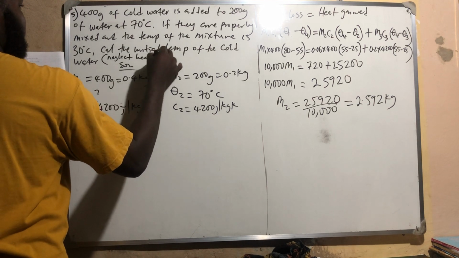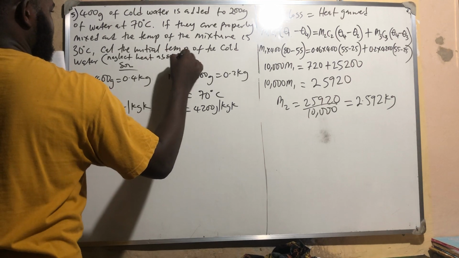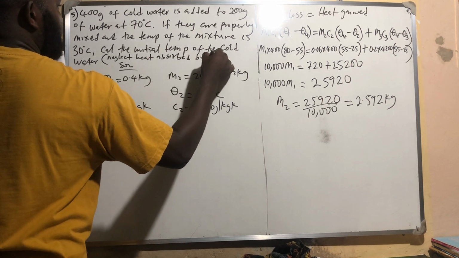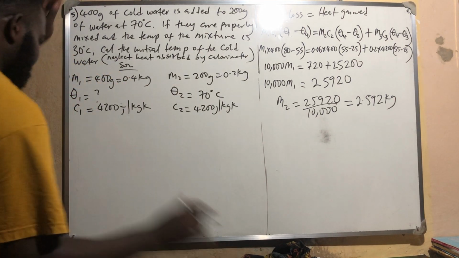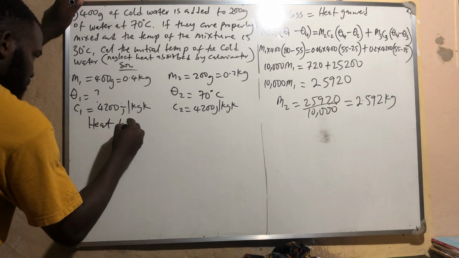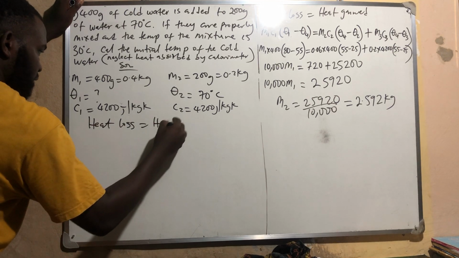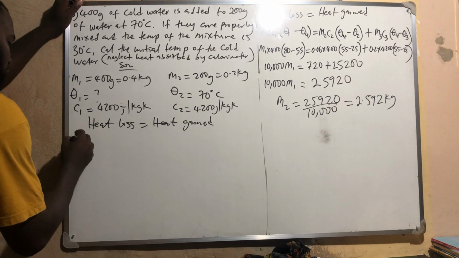Neglect heat absorbed by the calorimeter. So just tell them that what? Heat gained, heat loss is equal to what? Heat gained. Okay, now for the heat loss should be what?